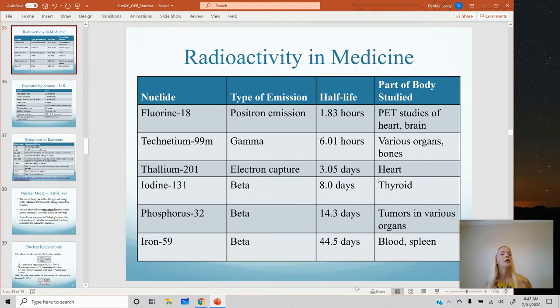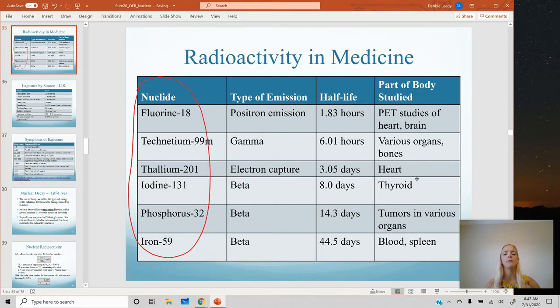We mentioned that a lot of radionuclides are used in medicine. So this first slide, again, you don't need to memorize or know these, but I always think it's interesting to show which specific isotope. And so that is the nuclide listed in the left column, the type of emission it will undergo, the half-life, and the specific body part that it is used for. So again, specific nuclides are used to target or image for specific body parts.